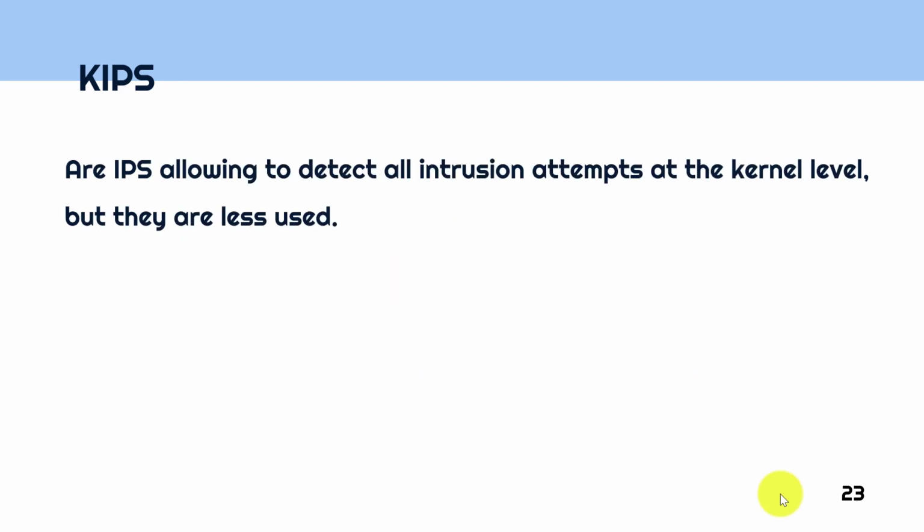Now we see the KIPS. KIPS are IPS allowing to detect all intrusion attempts at the kernel level, but they are less used.